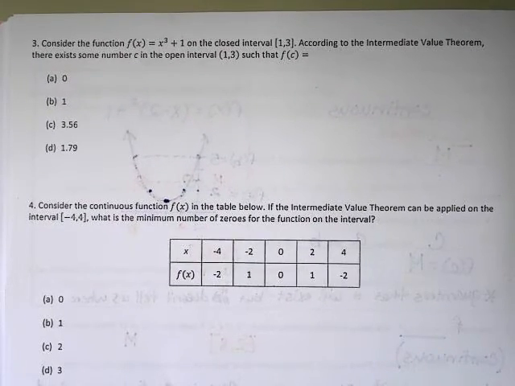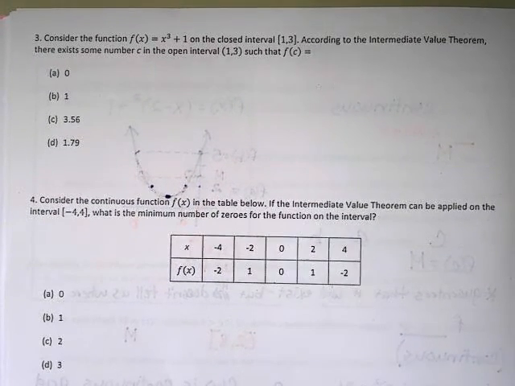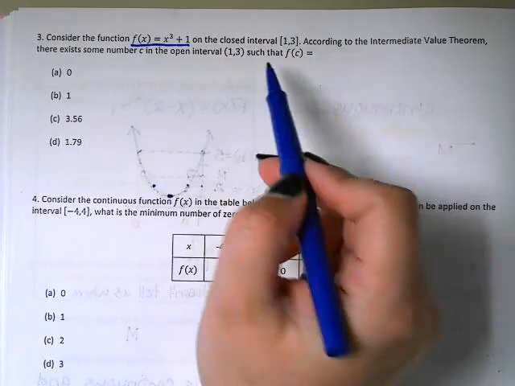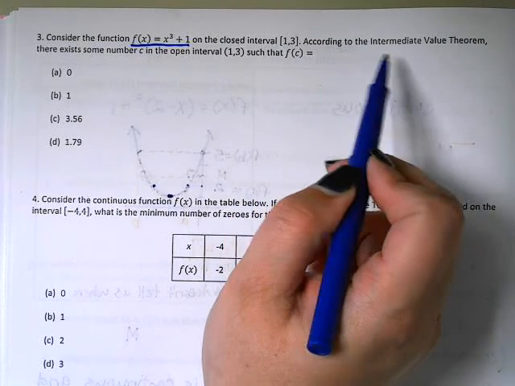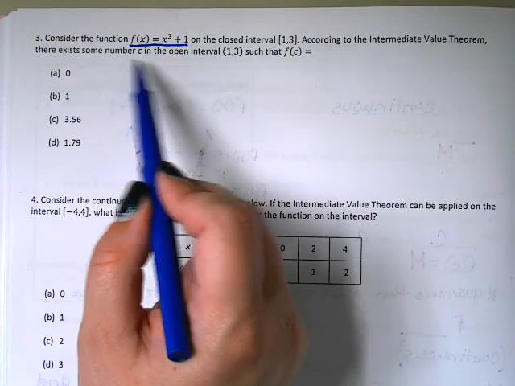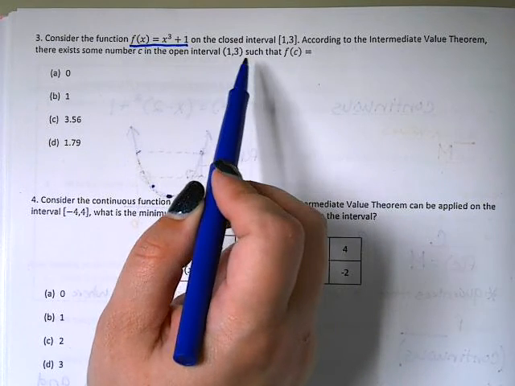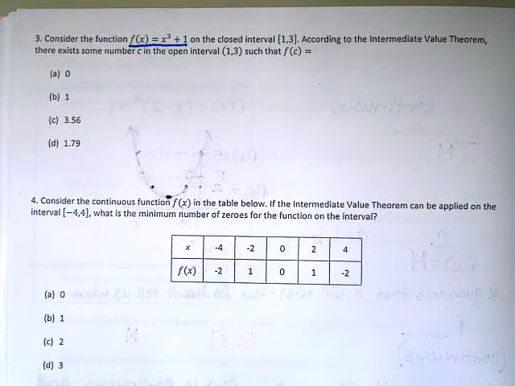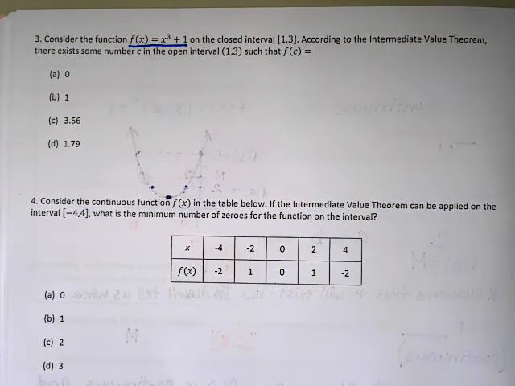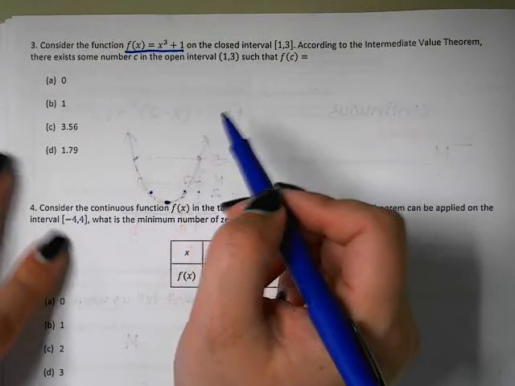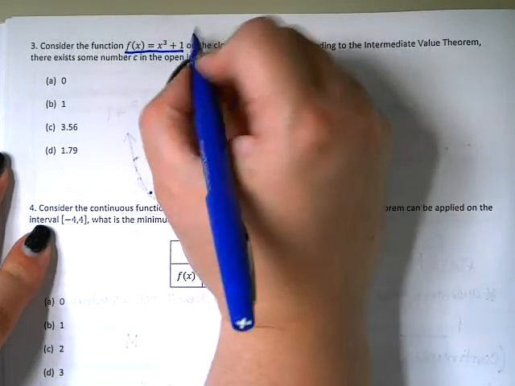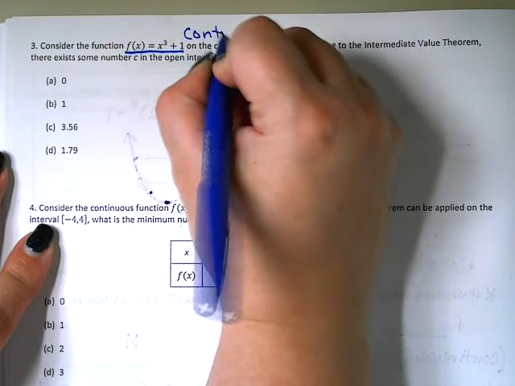All right, so consider the function f of x equals x cubed plus 1, so that's our function, on the closed interval 1 to 3. According to the intermediate value theorem, there exists some number c in the open interval 1 to 3 such that f of c equals, and we need to pick an answer. So we have to remember that the intermediate value theorem, the first condition is that the function is continuous. Well, x cubed plus 1 is a cubic function, it's a polynomial, so we do know that it's continuous.